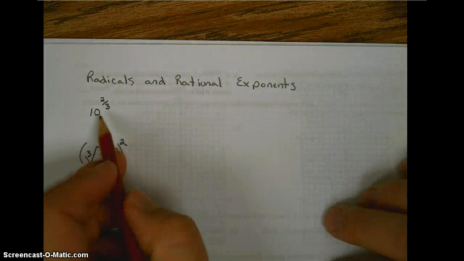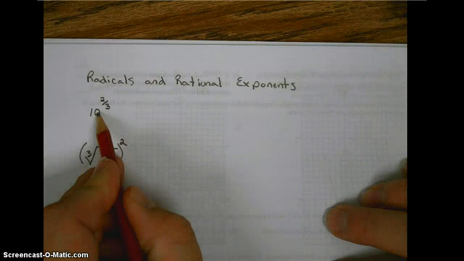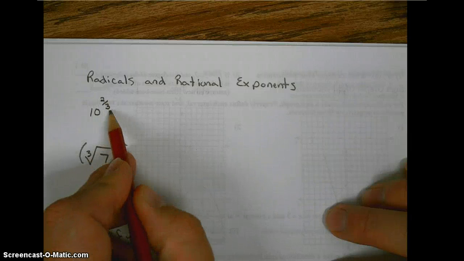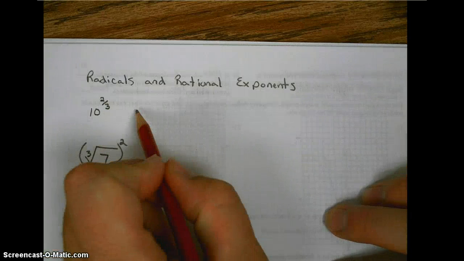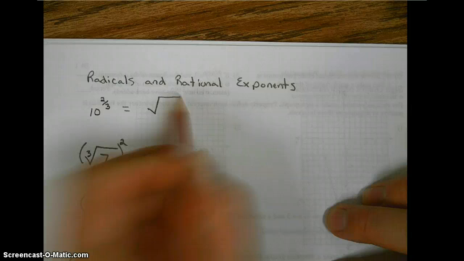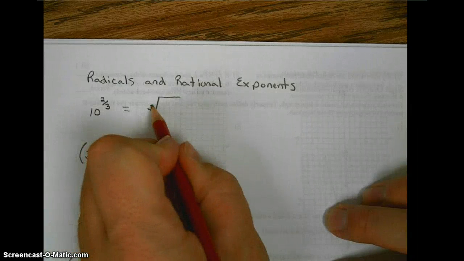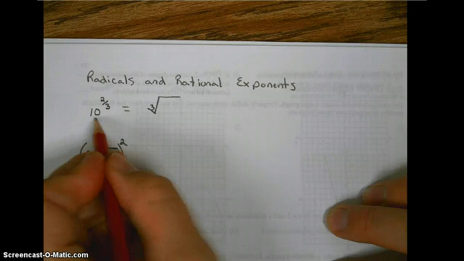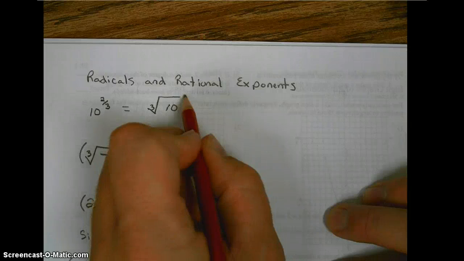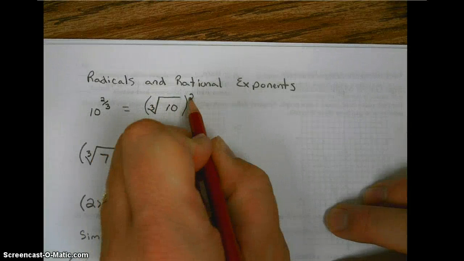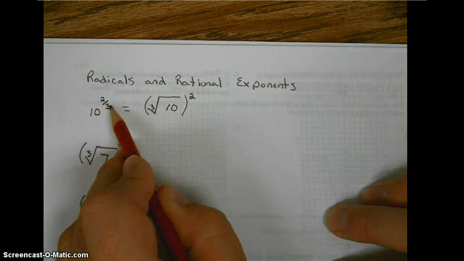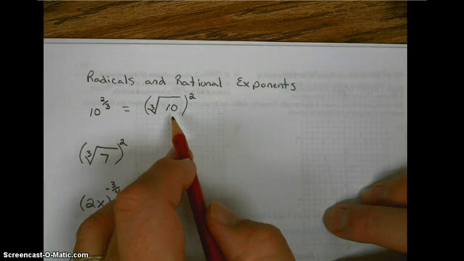So looking at example 1, the things to realize are that the number on the top is the power and the number on the bottom is the root. So when you rewrite this in radical form, you write a radical. The root goes here, the number goes under the radical, and then the power goes here. And that's how you change from a rational exponent to a radical.